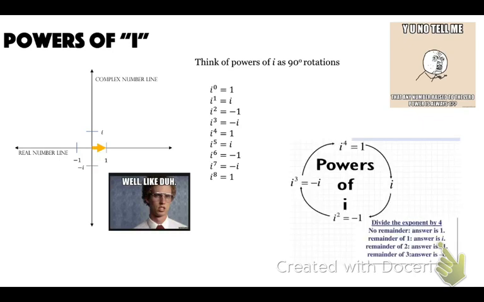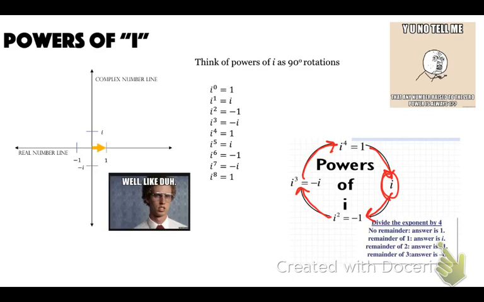Okay, so if we look at this, this little chart right here is kind of going backwards. It starts at i, and then it goes i squared is -1, i cubed is -i, i to the fourth is 1. I couldn't find a chart that did it the same way I did it, so just realize that this is going backwards.